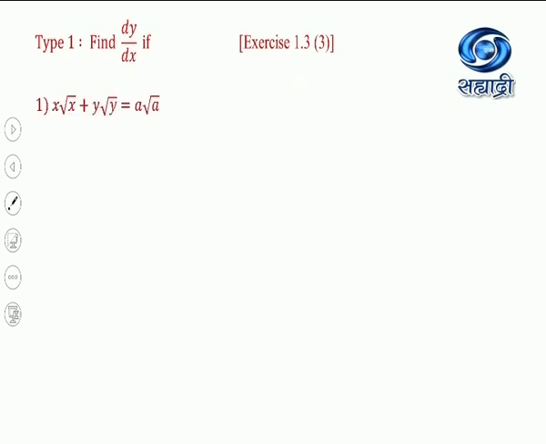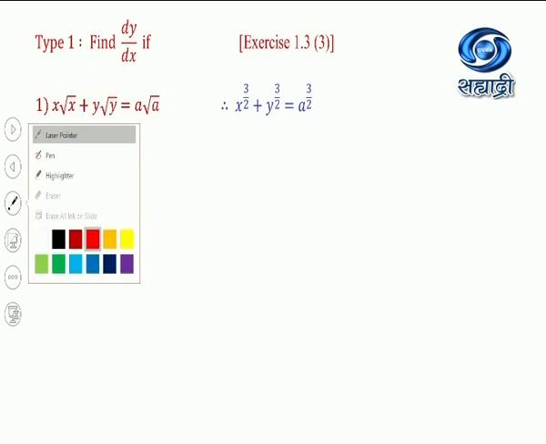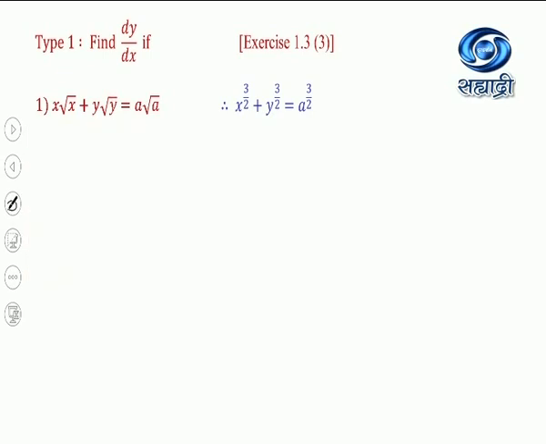Find dy by dx: x root x plus y root y is equal to a root a. Now that can be written as x to the power 3 by 2 plus y to the power 3 by 2 is equal to a to the power 3 by 2. See here, x root x can be written as x into x raised to half. Now this is x raised to 1. So bases are same, therefore take the sum of indices, 1 plus half, and that can be written as x to the power 3 by 2.